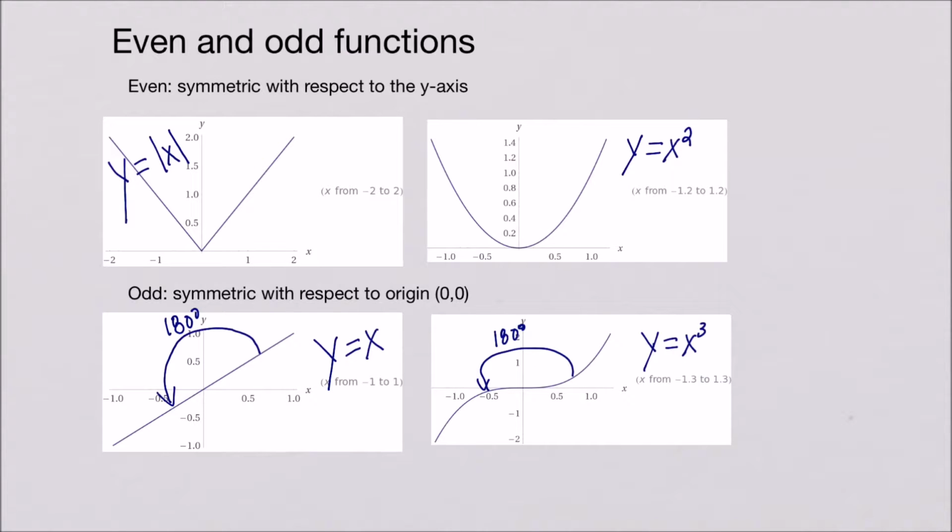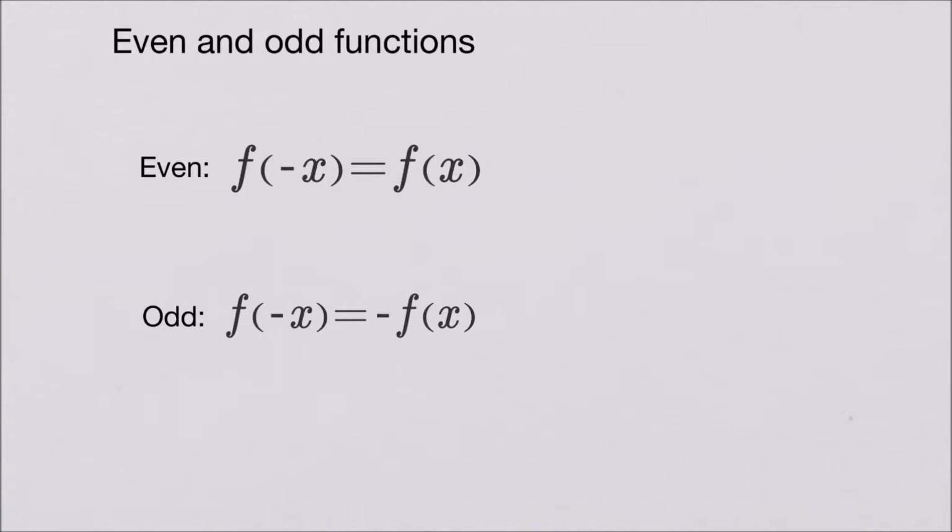So these definitions give you some ways to look at a graph and maybe think you know that it's even or odd, but the algebraic definitions will give you a definitive way to determine whether a function is even or odd with no need for the graph. So here are the definitions for an even and an odd function algebraically. So for an even function, you see f of minus x equals f of x.